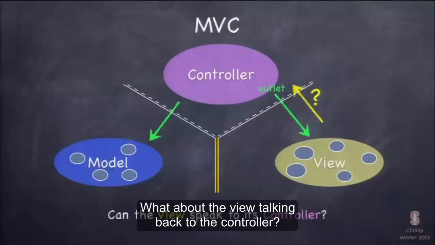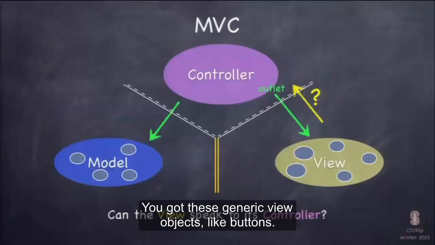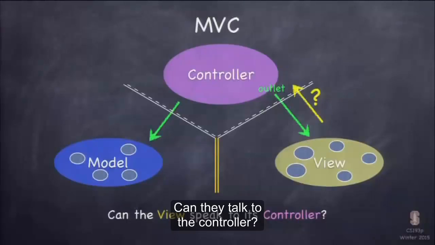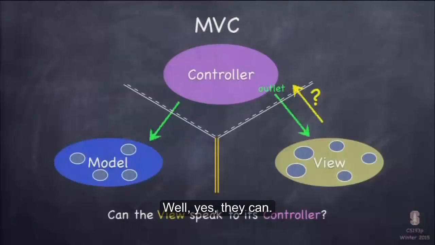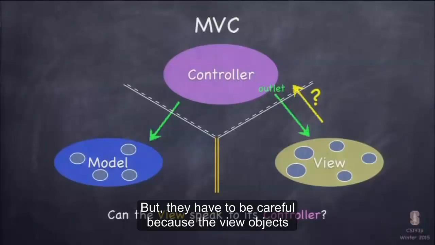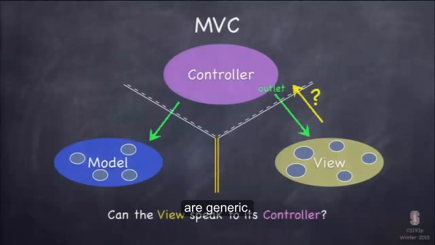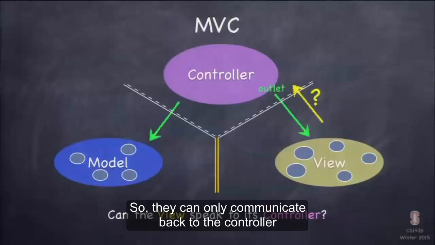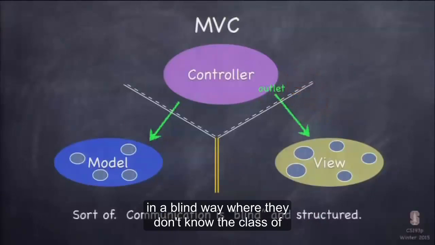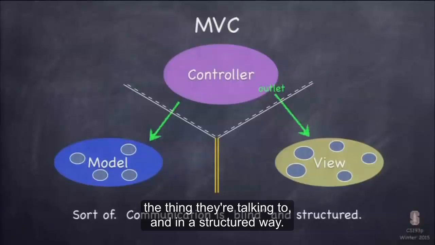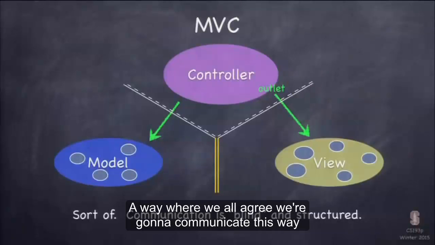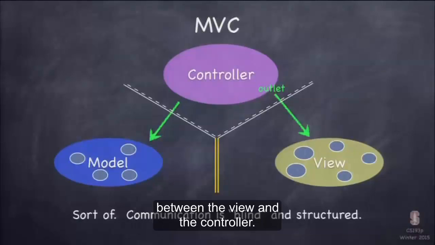What about the view talking back to the controller? You've got these generic view objects like buttons. Can they talk to the controller? Well, yes, they can, but they have to be careful because the view objects are generic, so they can't really know much about the controller. They can only communicate back to the controller in a blind way, where they don't know the class of the thing they're talking to, and in a structured way, a way where we all agree we're going to communicate this way between the view and the controller. So what's an example of a structured way?